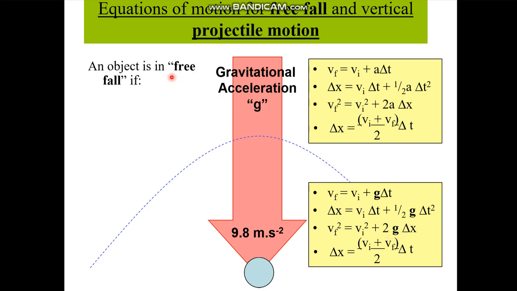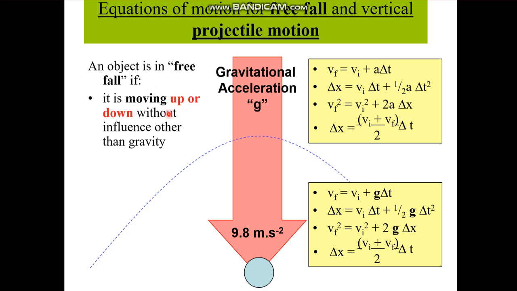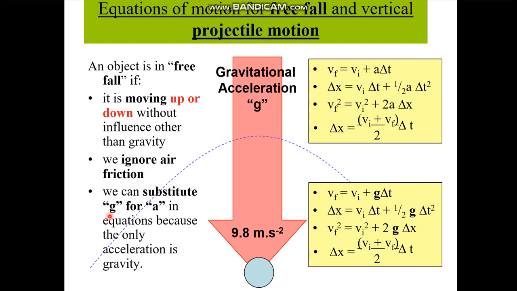So we define free fall. What do we mean by free fall? That's if an object is moving up or down with no other influence on it except gravity. We'll ignore air friction in most of the examples, and therefore you can substitute g for a in any of these equations.